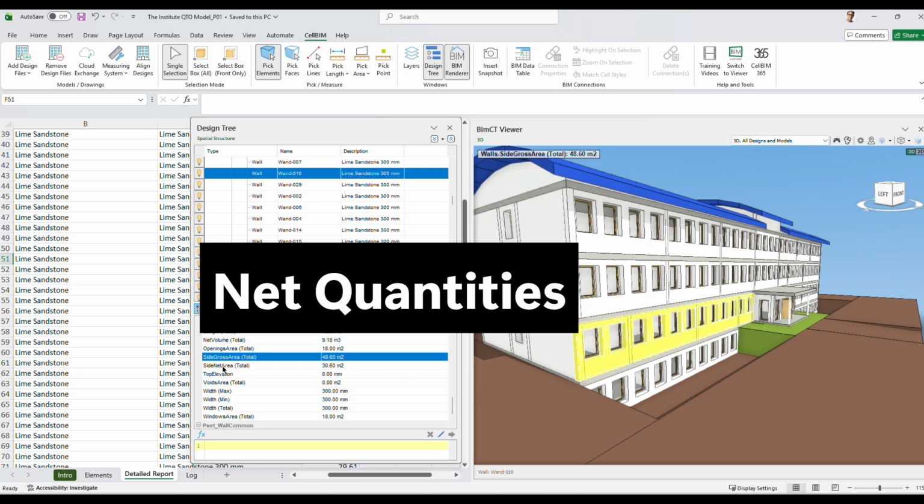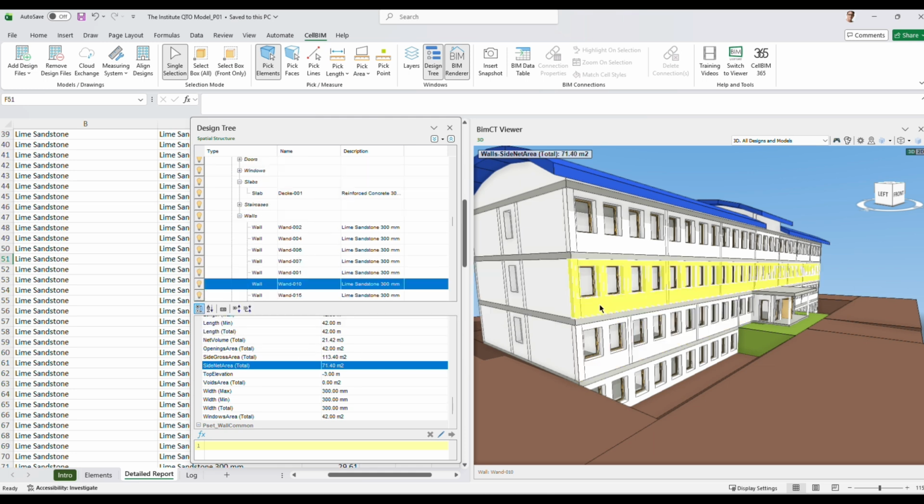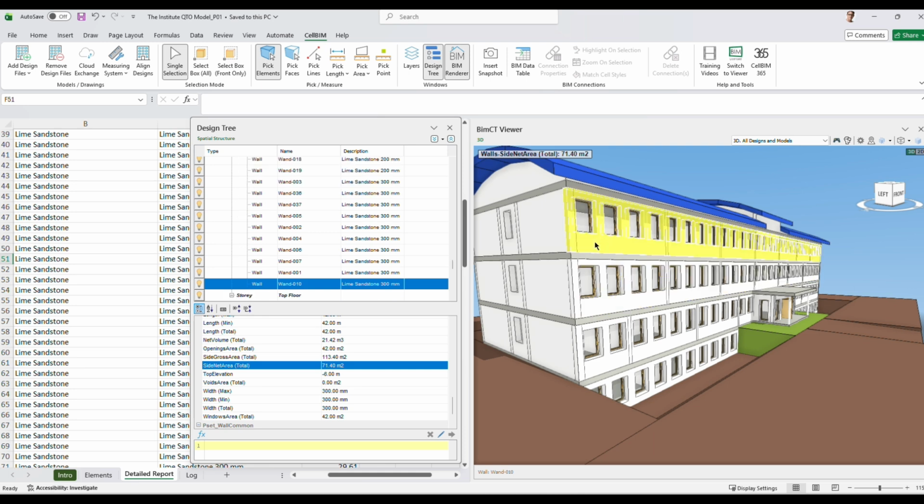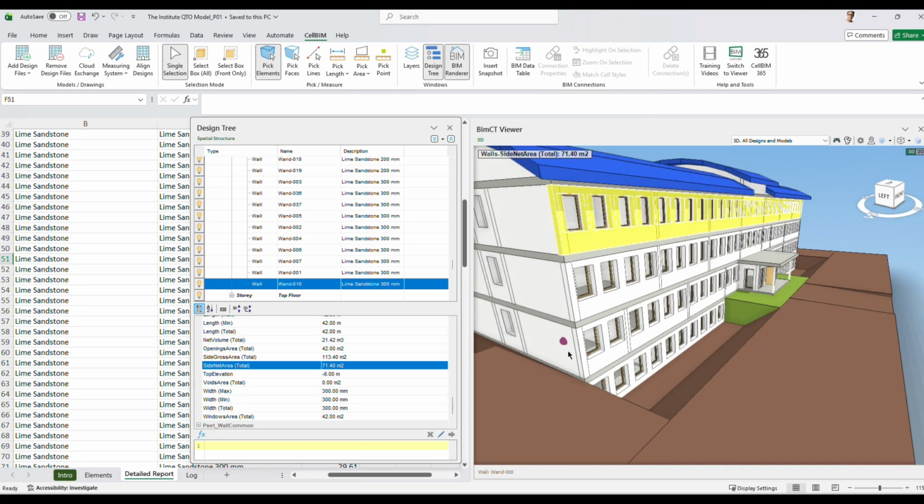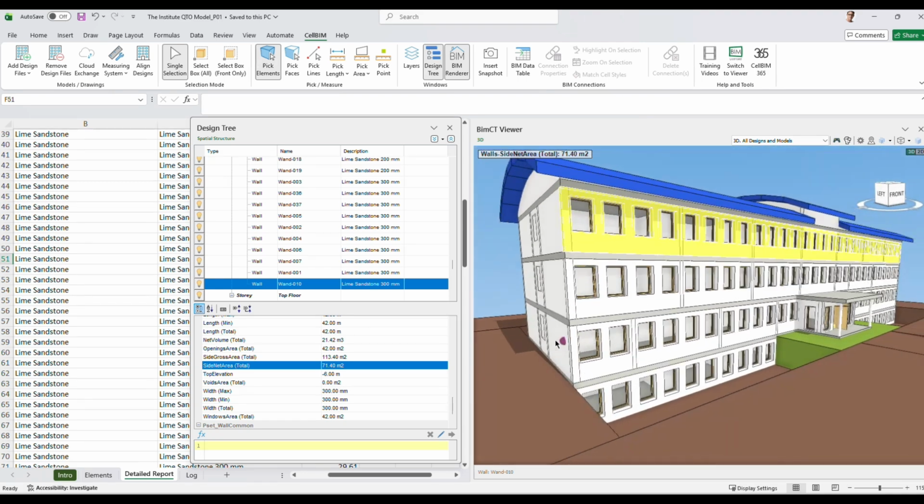Next is net quantities. Net quantities represent what you can actually measure and price. This is where openings, voids, and deductions are accounted for. Using the same wall example, the net area excludes doors and windows, giving you the true finish area.